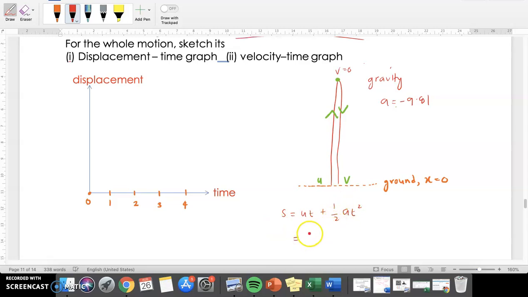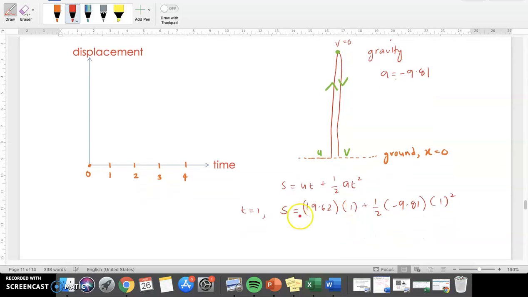Okay, so u is 19.62. It is positive because it's going upwards. Let's calculate for t equals 1 first. So 19.62 times 1 plus 1 over 2 times minus 9.81 times 1 squared. So that will give you what? s1 equals 14.715 meters. I usually tell my students just give me 2 decimal points and that will be enough.